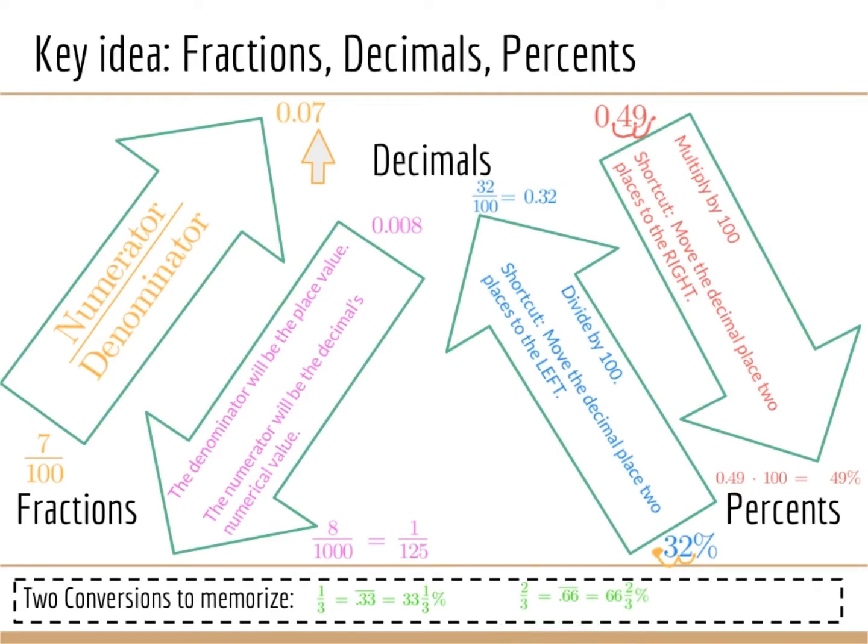And the other one that we need to memorize is 2/3. And again, 2/3 is 0.66 repeating and 66 2/3%. Maybe you already had those memorized, great. But if not, you're going to want to memorize those conversions now, because it's going to be much easier for you to remember them now because you're going to be using them a lot later on. Let's take a look at our next key idea.